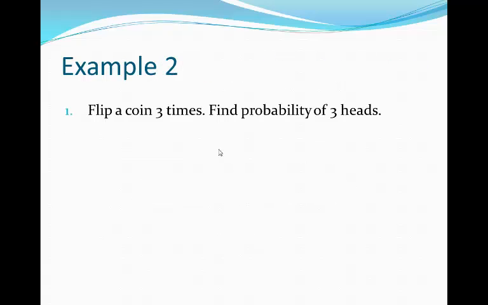Here's another example. Once again we want to flip a coin 3 times. This time we want to compute the probability that all 3 will be heads. Well, here's our formula. The probability that X equals R is C(N,R) times P to the R times 1 minus P to the N minus R.